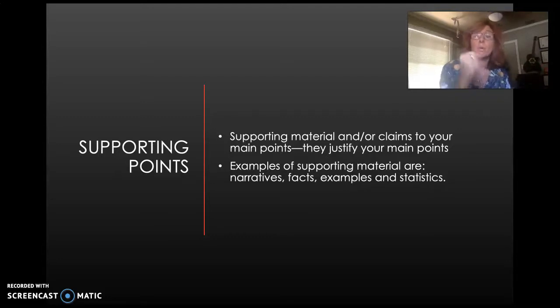If I was going to talk about trophic cascades, like I was talking about in my last lecture, what is a trophic cascade? I have to explain to you what that means, give you an example, maybe even show you a picture of what it looks like, right? That's what I mean about supporting material.